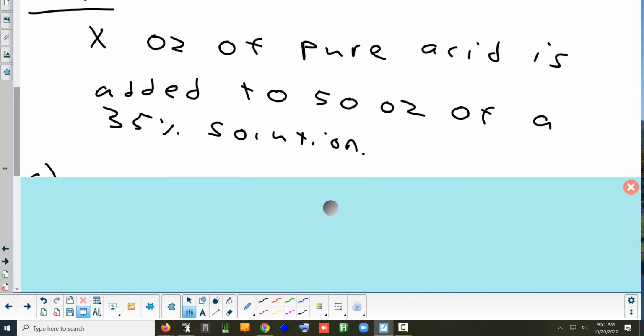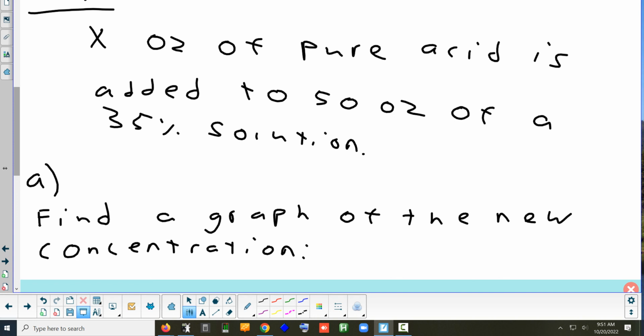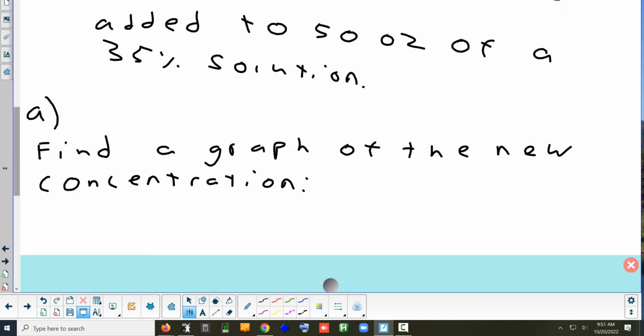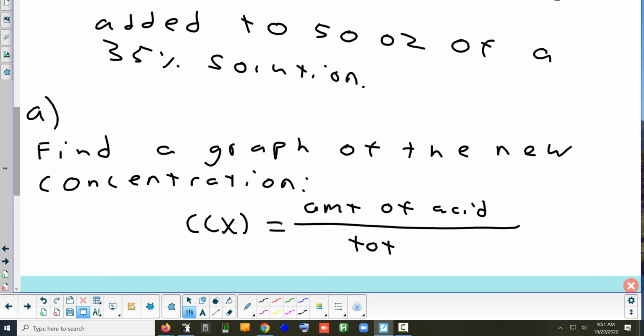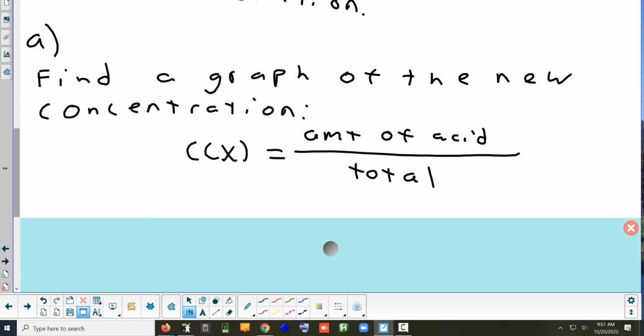So what we're going to want to do is write a formula for the new concentration after we put this many ounces of acid into our mixture. And the formula for concentration is pretty simple. The top is the amount of acid, and the bottom is the total. So if you had 70 ounces of acid and I had 100 liters total, 70 out of 100, that means it's 70%. So let's figure that out with our problem.